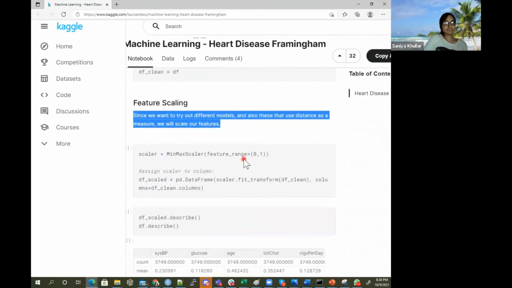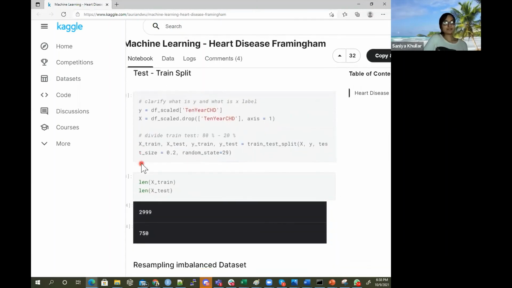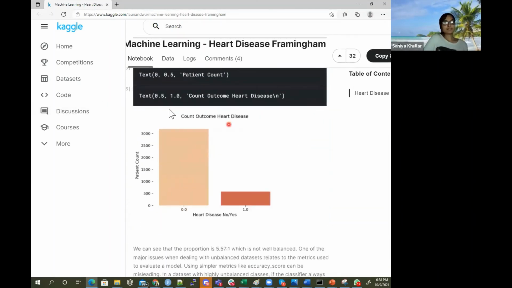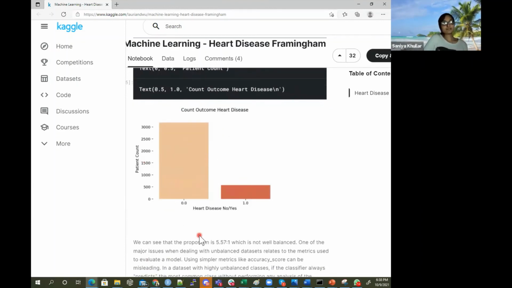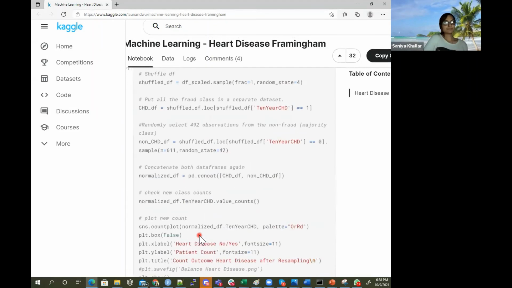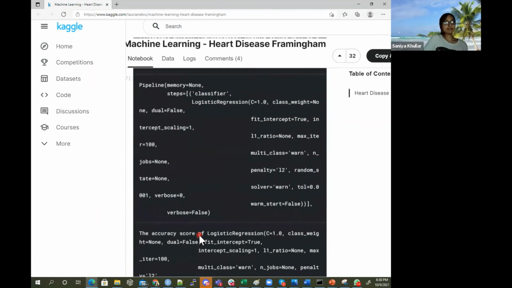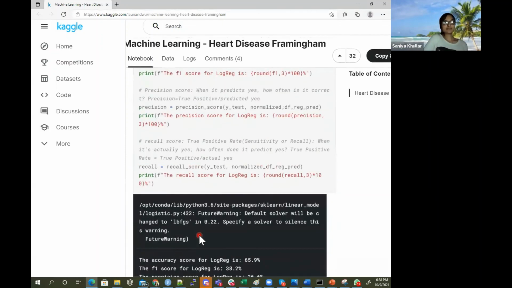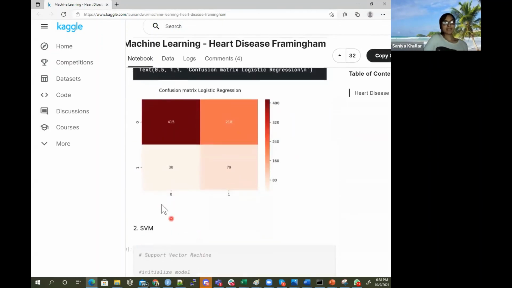So they're doing some feature scaling as well, and then they're looking at the outcomes, heart disease patient count, people who have heart disease versus those who don't. They're using various samples and approaches, a logistic regression model, and then they have a confusion matrix. These are the people who don't have CHD who were correctly predicted. So these are the true negative count.